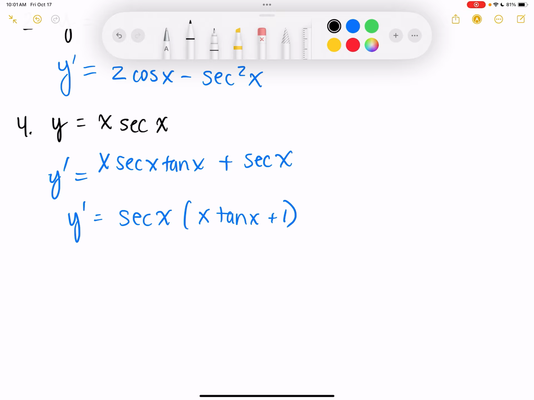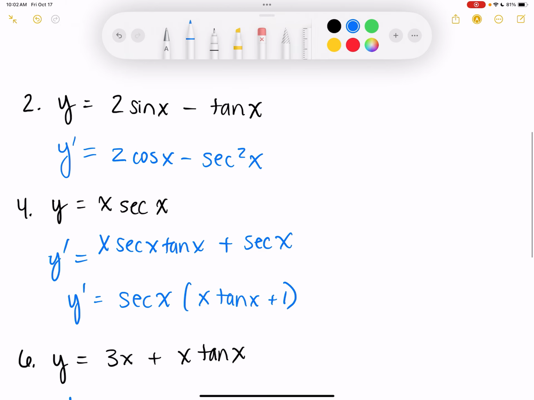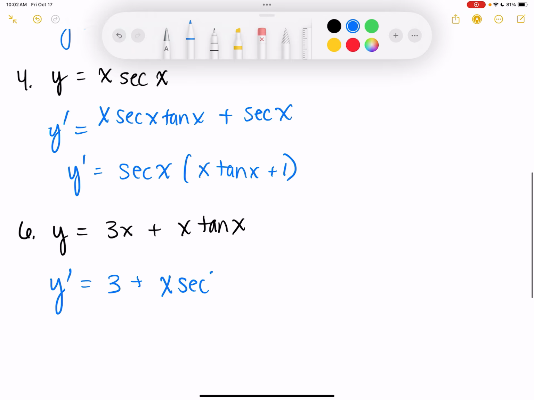6, y equals 3x plus x tangent of x. Obviously this first part we can just take the derivative and get 3. Then over here we have to do the same thing we did in the one up top: x times the derivative of tangent of x, which is secant squared of x, plus the derivative of x, which is just 1, times tangent of x. On that one, I would obviously just leave it like that.